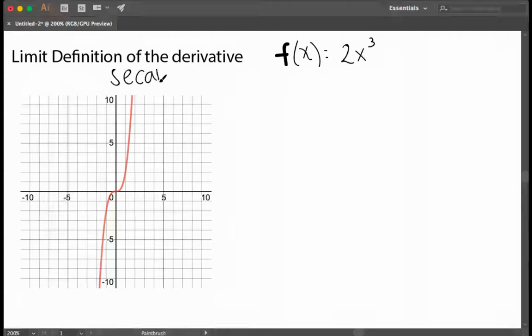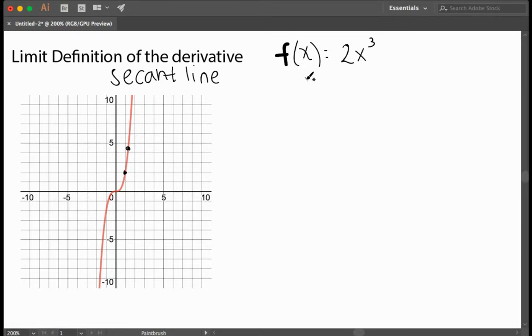So a secant line is a line, and since it's a line, we're only going to worry about 2 points on it, even if it did cross at 3 points. So we're going to pick 2 points that are on the graph, draw a line between them, and find the slope of that line.